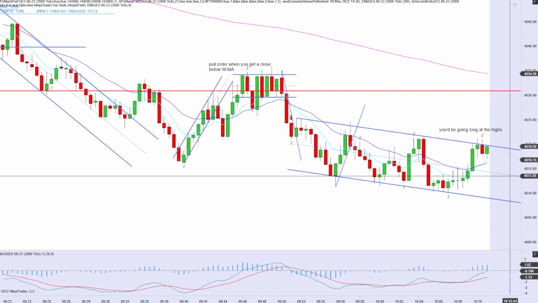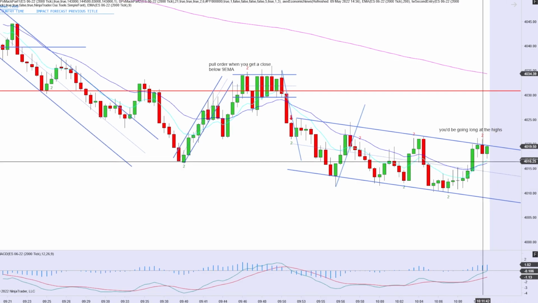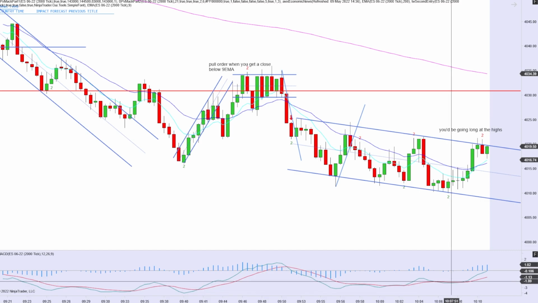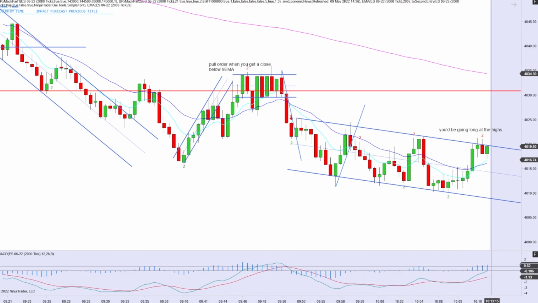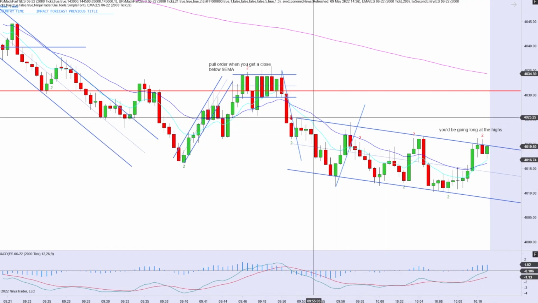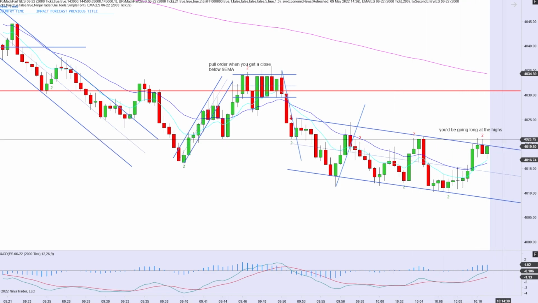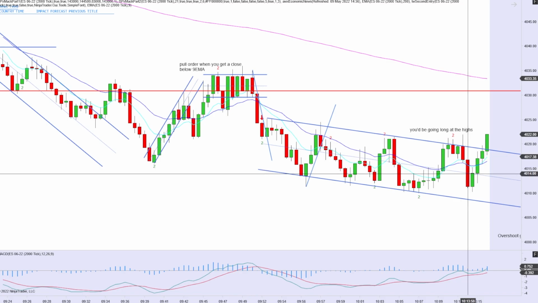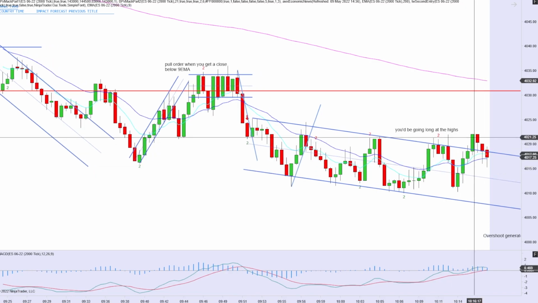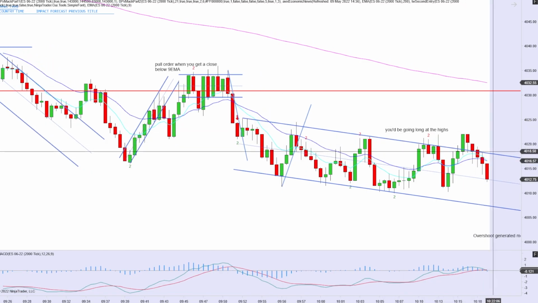So even while we have some things working in our favor, 9 EMA is crossing over 21 EMA, MACD is showing bullish momentum, we can't ignore the overall context. We have this channel that's working down. We're going long directly into the highs. We just have to be very careful about that. Now prices push below EMA before pushing back up, and we have this overshoot of this channel that's working down.